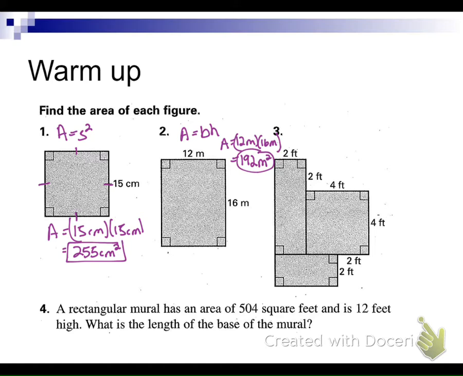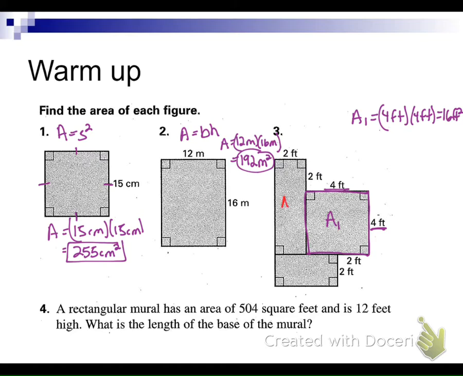The third one's a little more challenging. These are where you have to do each part. So the first one I'm going to do is this one. It's just the most easily labeled for me to identify. I see that my length and my width are both 4. So I'm going to call this A1. So for A1, we have 4 feet times 4 feet, which is going to be 16 feet squared. Okay, but that's only area 1. Now we've got to figure out the area of the other sections.